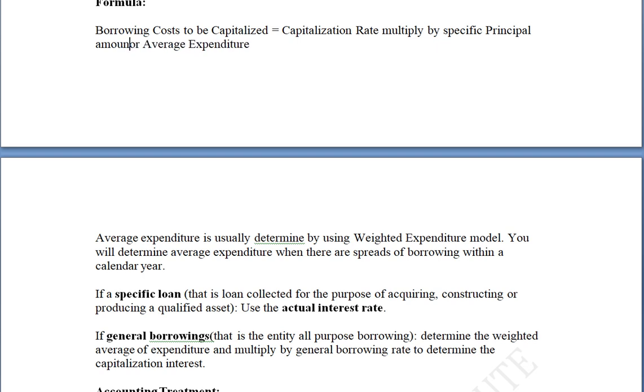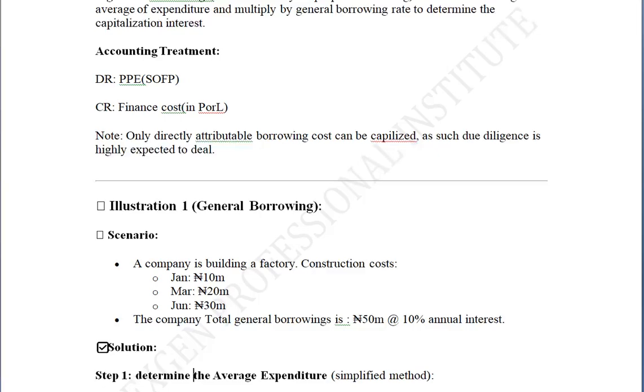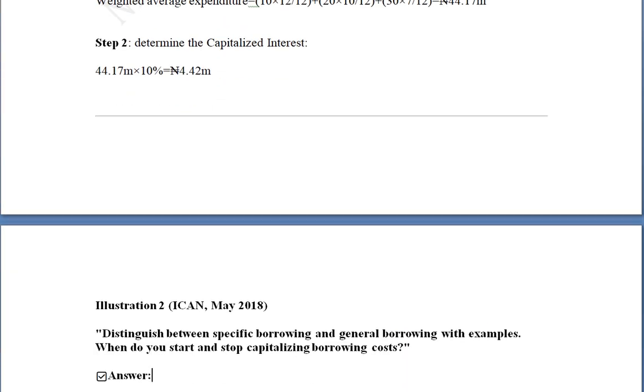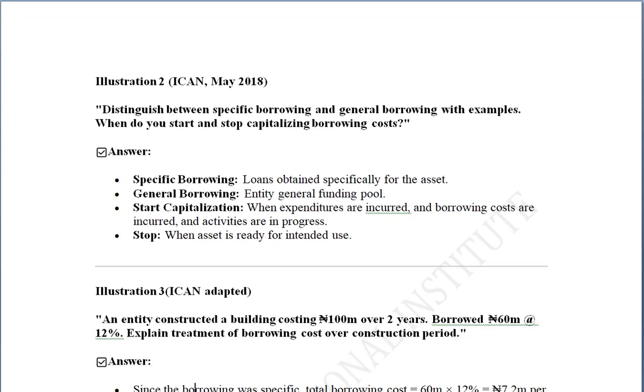amount, or average expenditure. Capitalization rate, I told you it can be the specific interest rate, or the general borrowing rate. Please take note of that. Multiply by specific principal amount or average expenditure. So that is that for that. Very, very simple. Now, let's look at another question that has to do with specific interest rate.